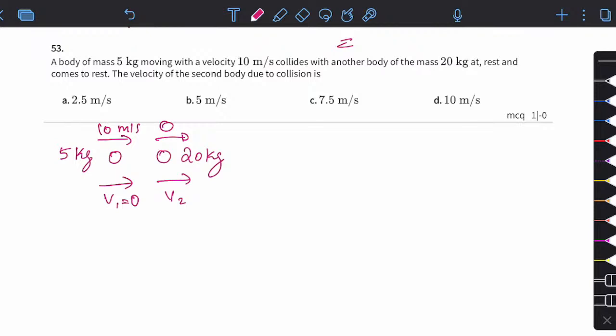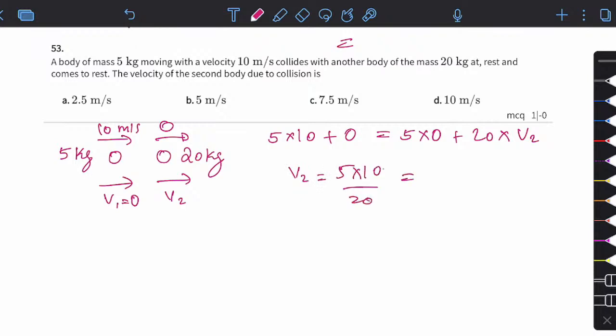Using momentum conservation, initial momentum is 5 into 10 plus 0 for the other mass. Final momentum is 5 into 0 plus 20 into v2. So solving, I get v2 is equal to 5 into 10 by 20, which is 2.5 meters per second.